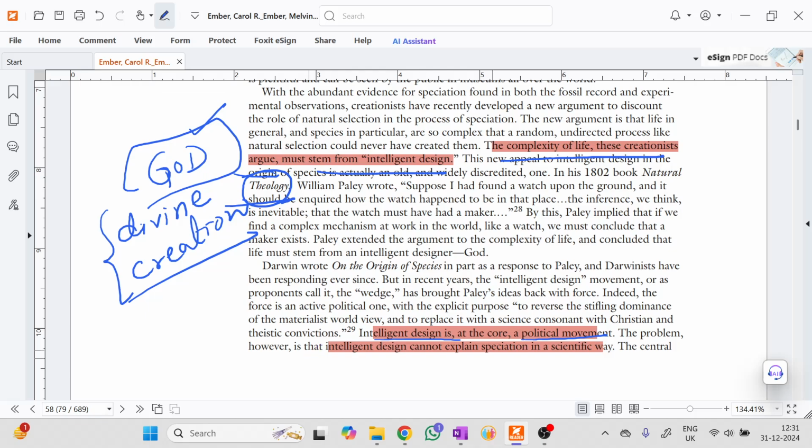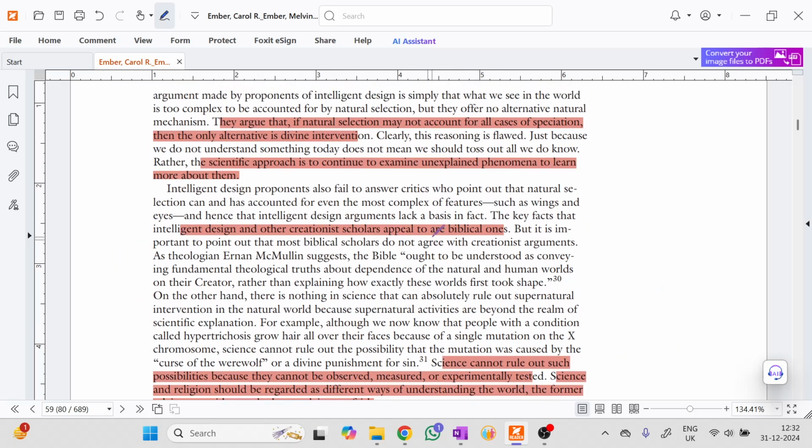The problem, however, is that intelligent design cannot explain speciation in a scientific way. It's a personal view, a theological view, which, if integrated into science, must stand scrutiny on the anvil of rationality. It must be tested and seen. And if it is just a matter of faith, then faith is a different matter altogether, and in that case it should be separated from the scientific approach.